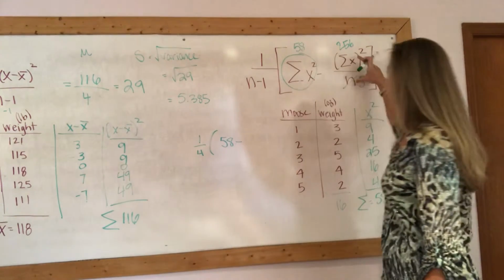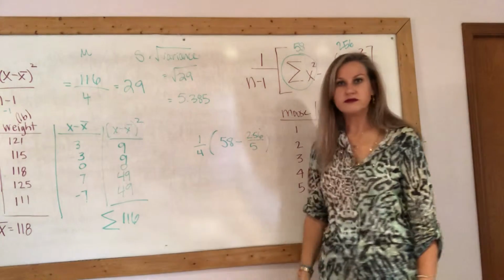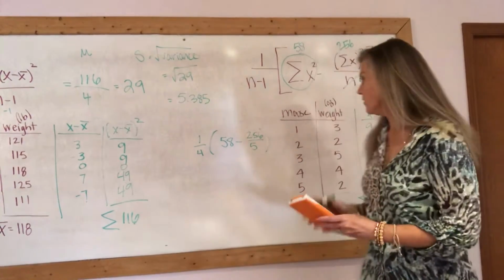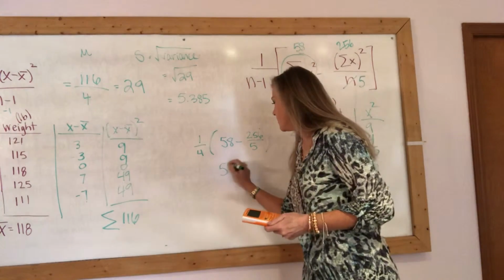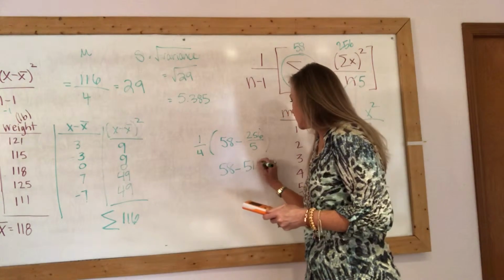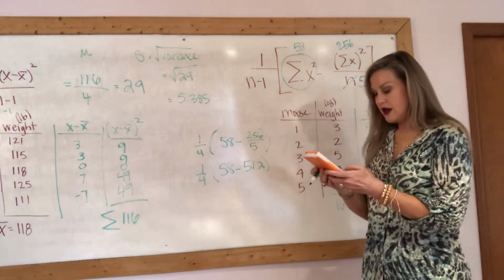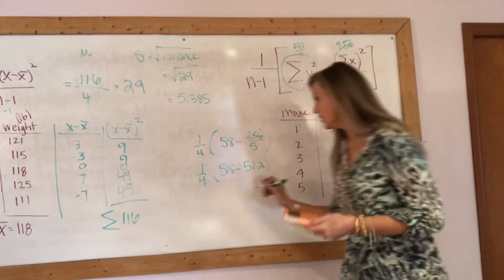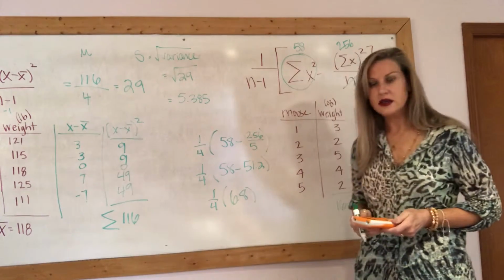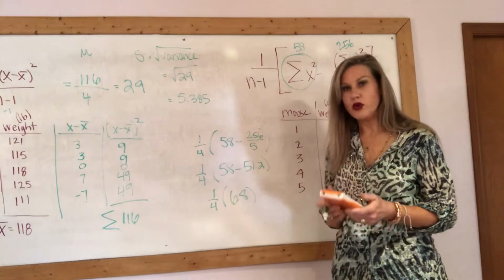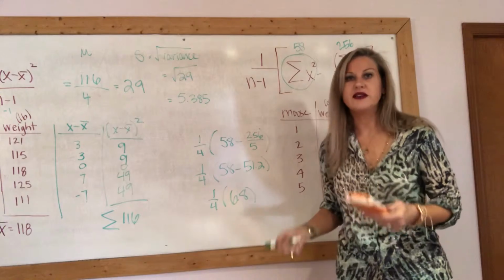So the math that I'll be doing is 1 over 4, sitting out in the front, times 58 minus 256 over 5. It broke down pretty nicely. Okay, so if I do 256 divided by 5, that gives me 58 minus 51.2, and 58 minus 51.2 is 6.8, and now I could either multiply 6.8 times 1/4, or I could do 6.8 divided by 4.